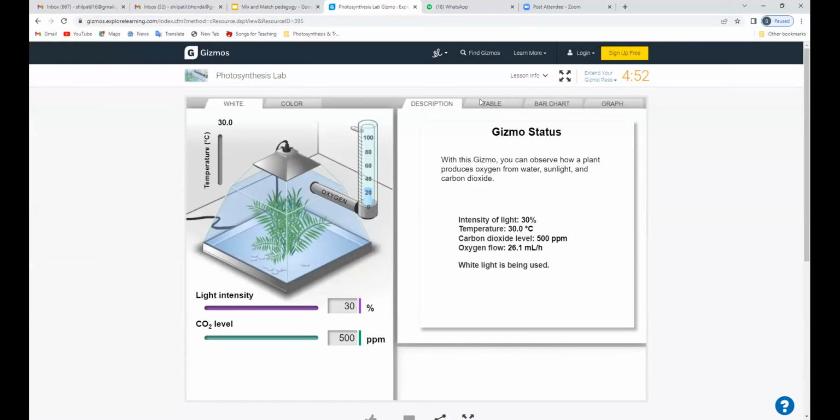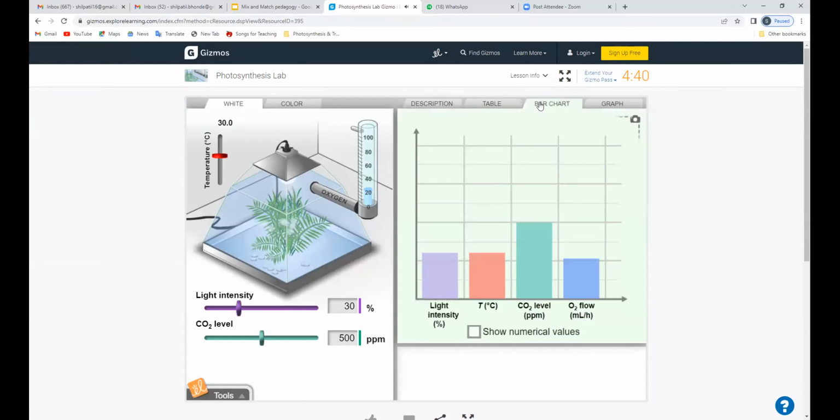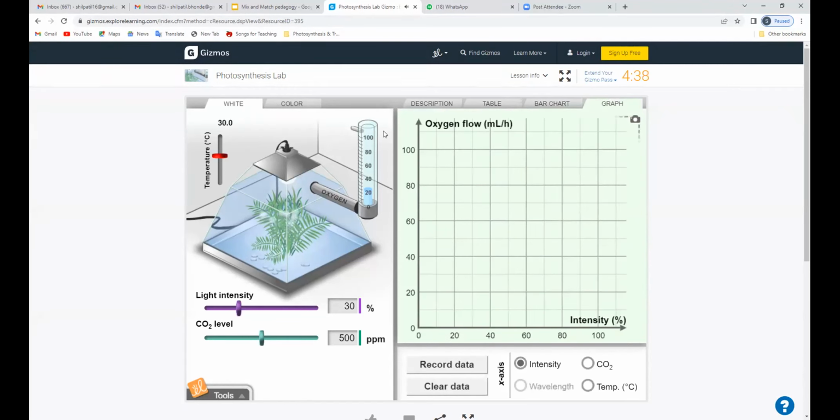So here a description is there, then there could be a table, then a bar chart and a graph. Whichever they want, they can use. This is white and this is with color. So this is actually much more interesting.